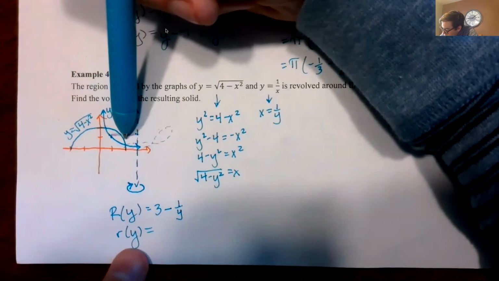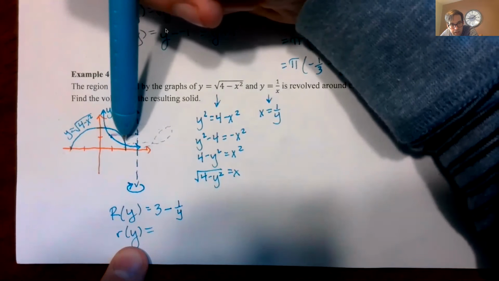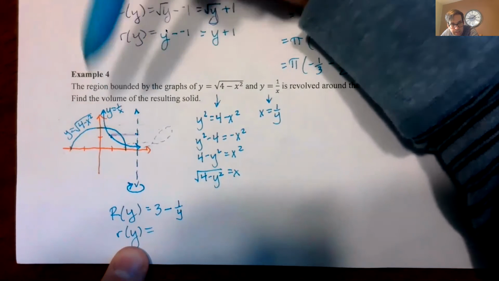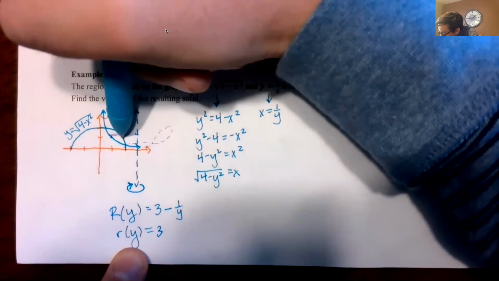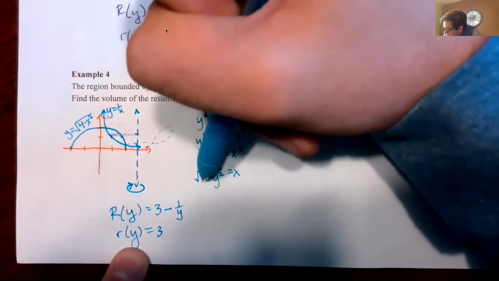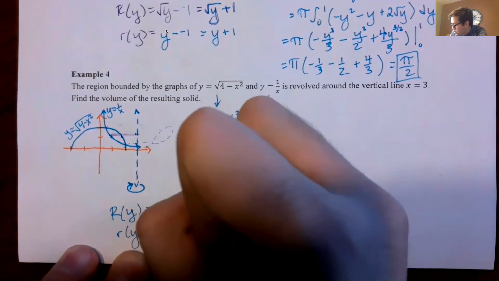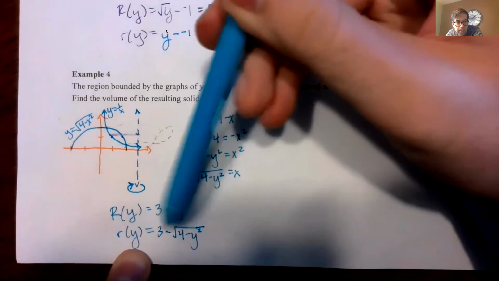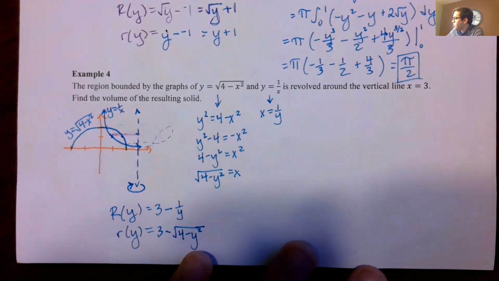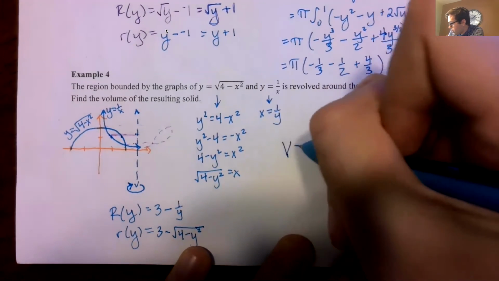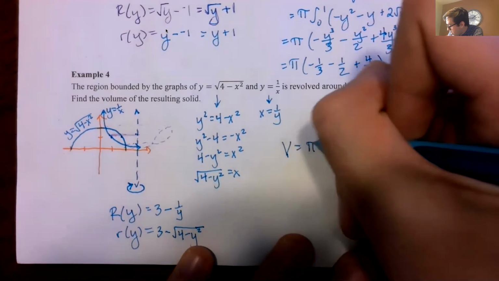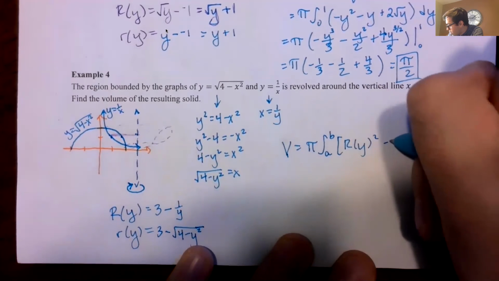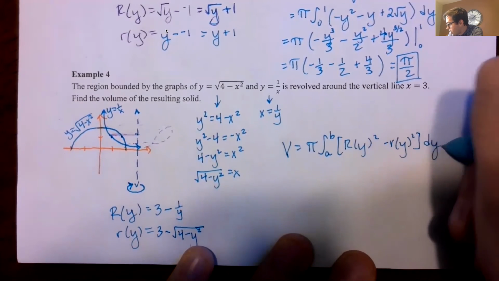And our inner radius is going to be from here to here. The right bound of it is that 3 again. The left bound is this curve, which is the square root of 4 minus y squared. So we found the outer radius and the inner radius. And now we're going to set up the formula. So our volume is going to be pi times the integral from a to b of the outer radius squared minus the inner radius squared dy.